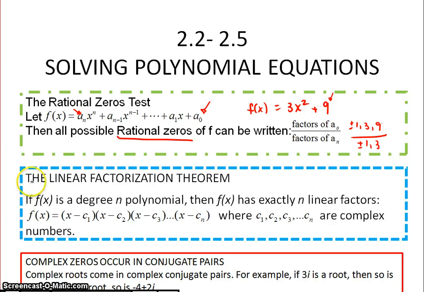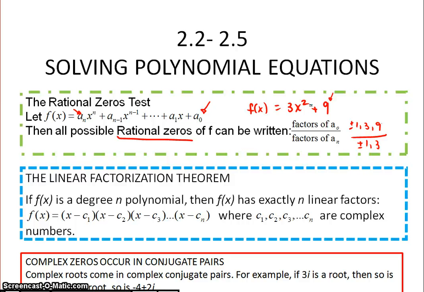So the next theorem is the linear factorization theorem. If you have a polynomial of degree n, which is the highest exponent, so my f of x above was degree 2, then it has exactly n linear factors. So this was degree 2, which means it would have 2 factors. Think of all the quadratics that we just solved. All quadratics had 2 factors. Sometimes it would be repeated, like x plus 1 times x plus 1, but it would have 2 factors when it's factored all the way.